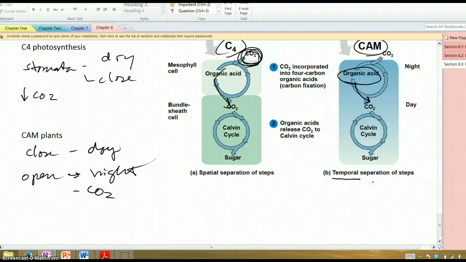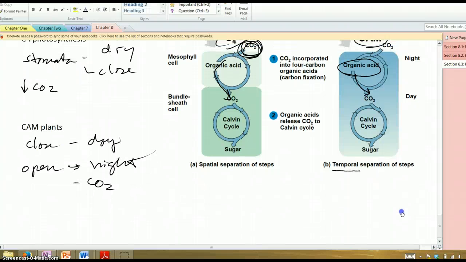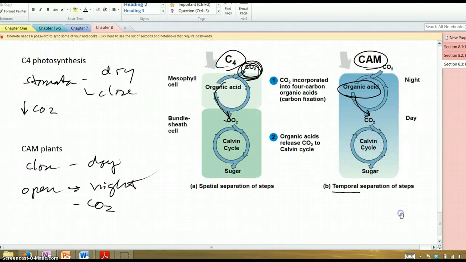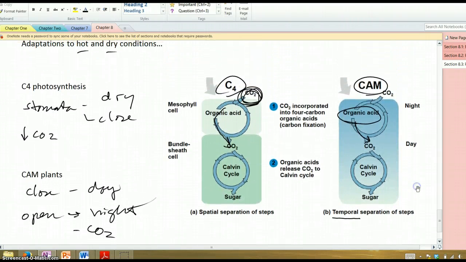All right. So that's that for photosynthesis. We'll talk about this some more in class.